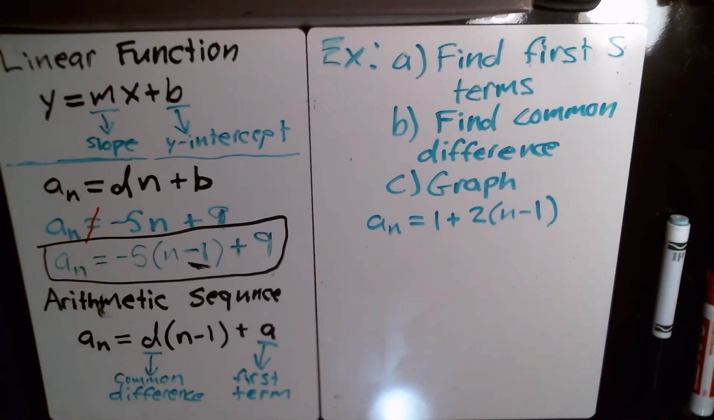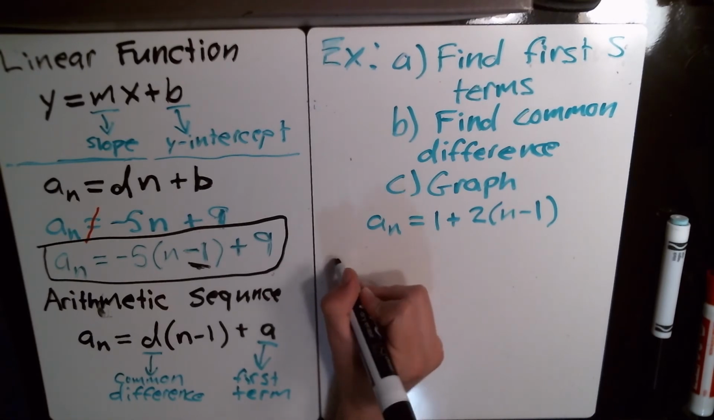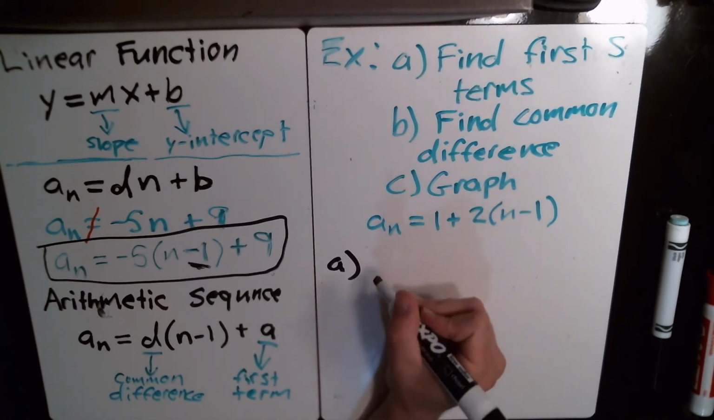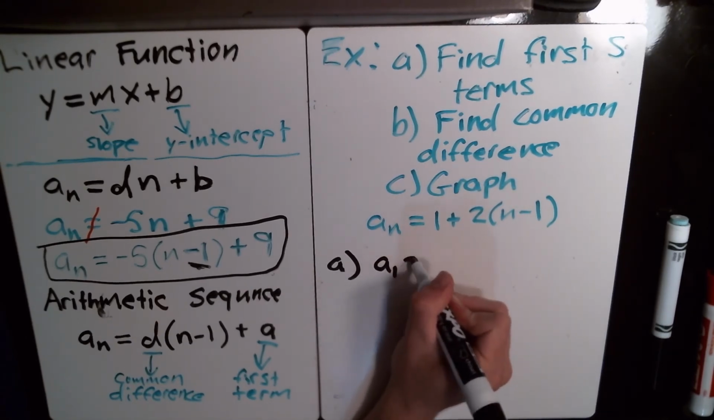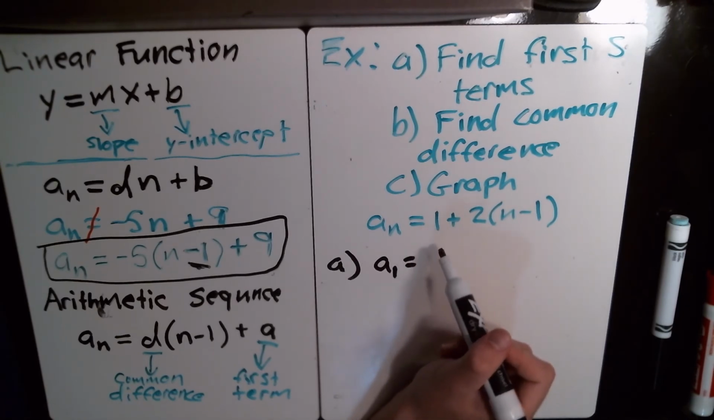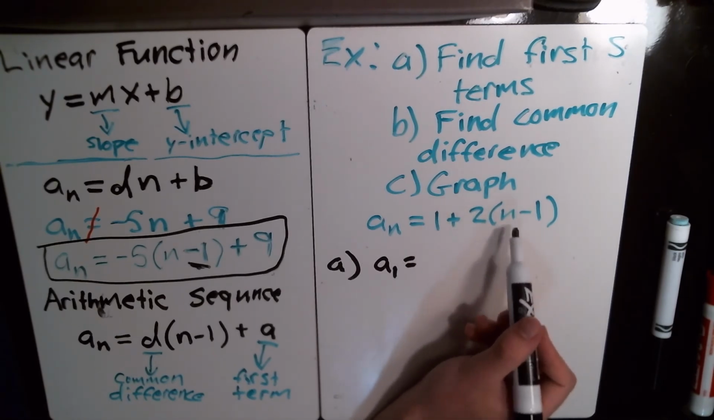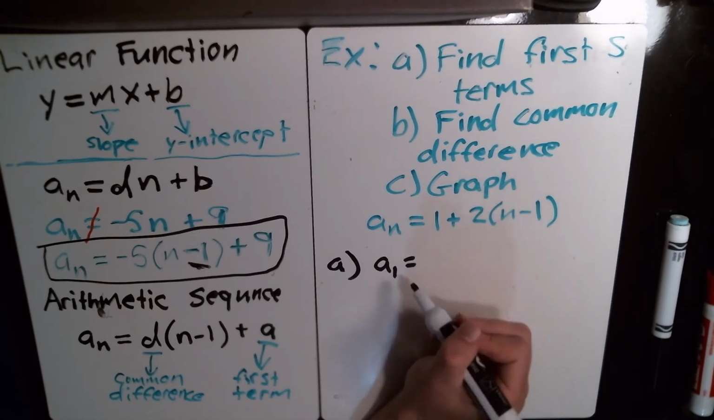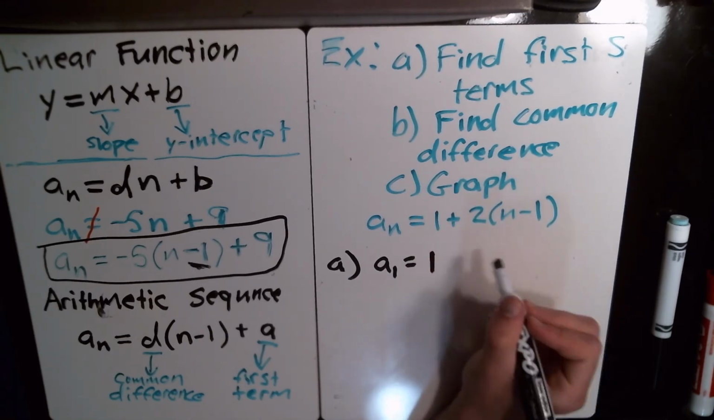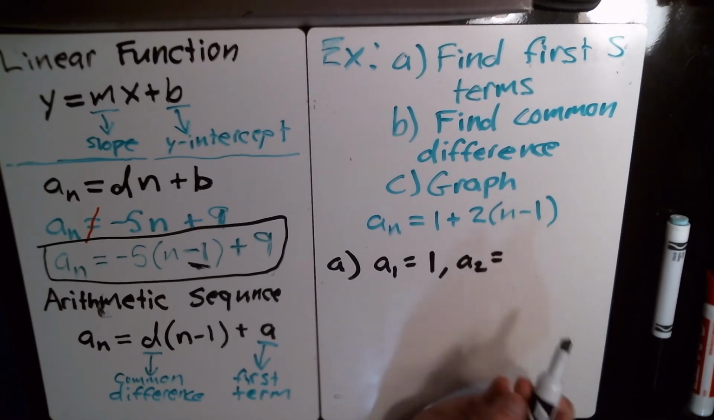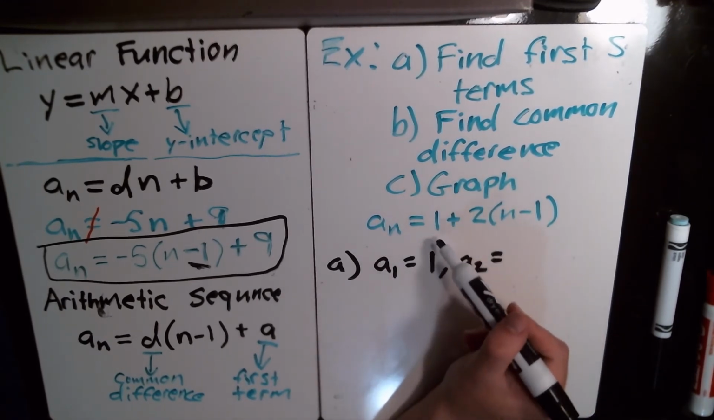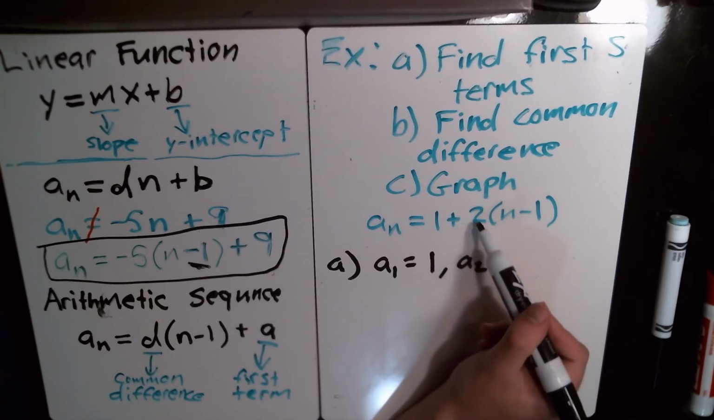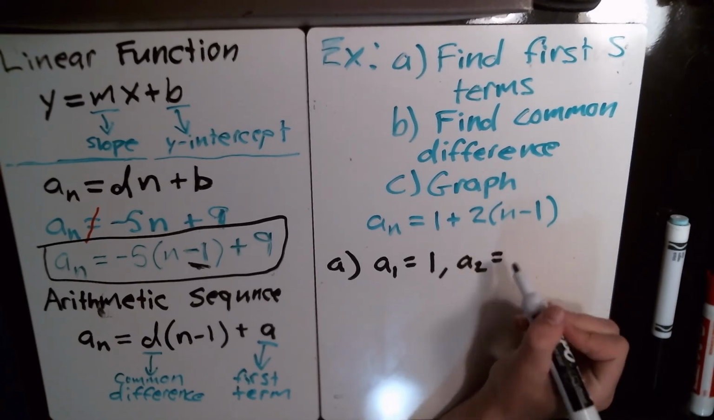So for A, we're looking for the first 5 terms of this sequence. We just plug in the first 5 numbers. When we plug in 1, we get 1 plus 2 times 1 minus 1, which is 0. So 0 times 2 is 0, plus 1 is 1. For a2, we plug in 2 for n. We get 1 plus 2 times 2 minus 1, which is 1, times 2 is 2, plus 1 is 3.